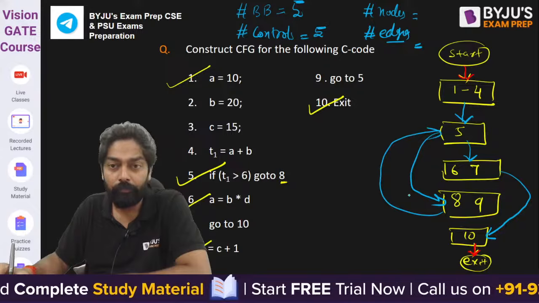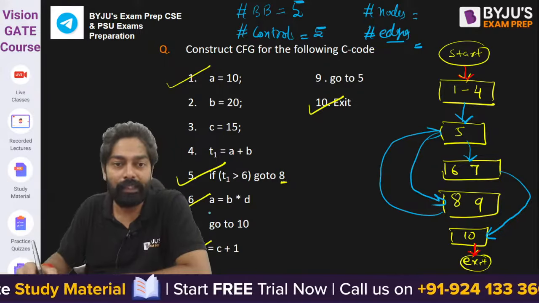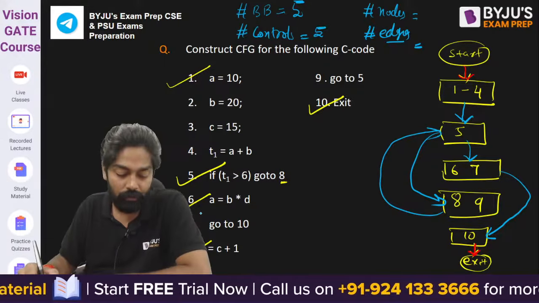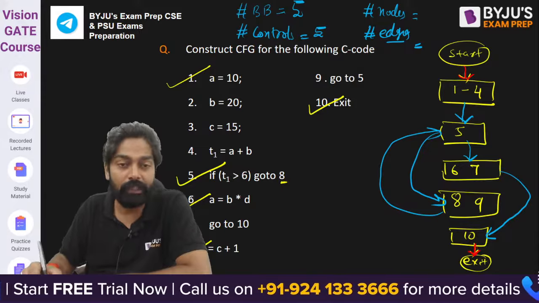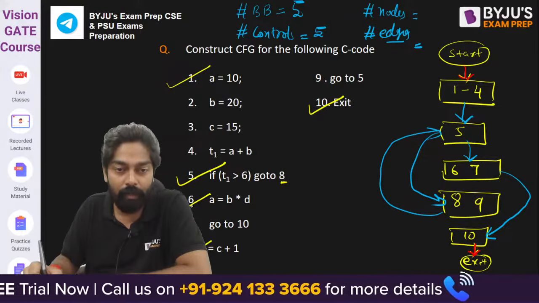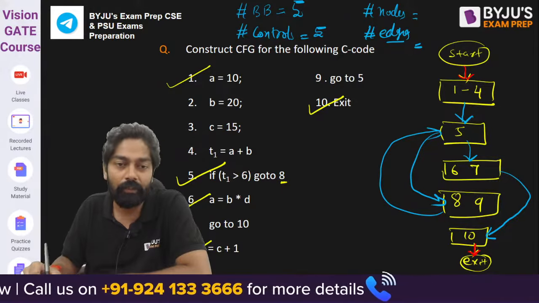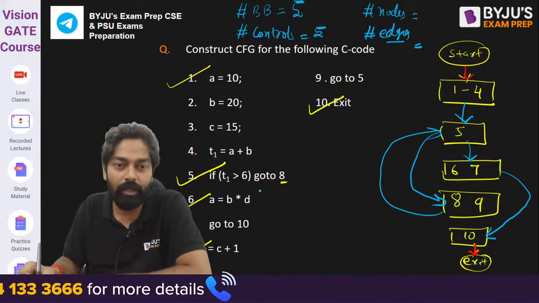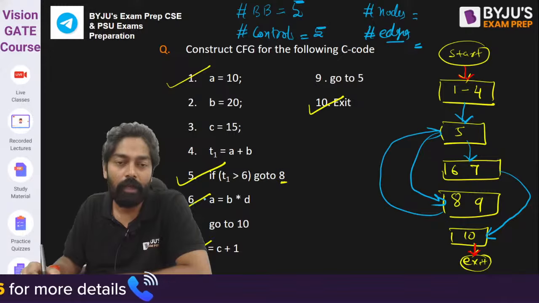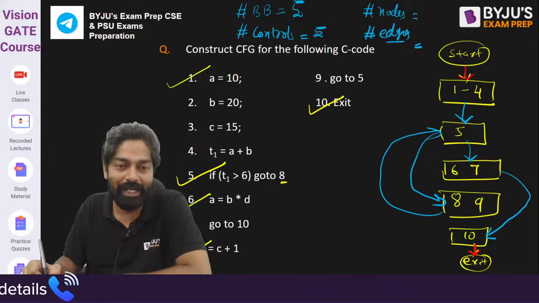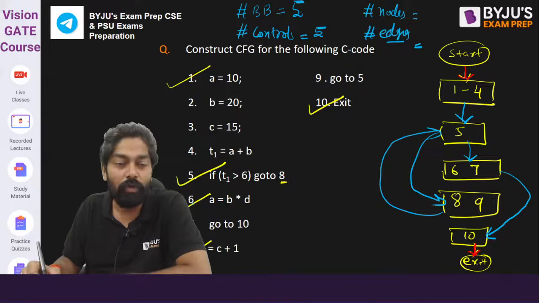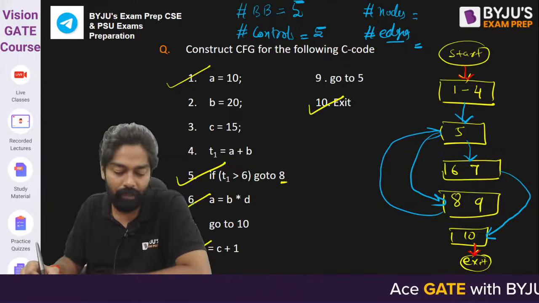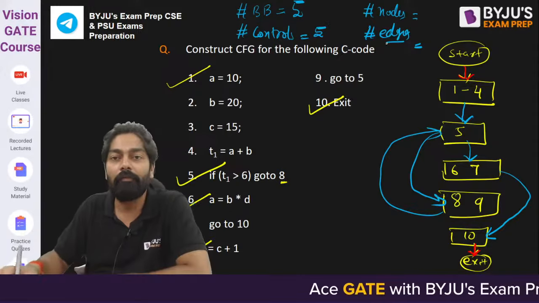Fine. Why are 6 and 7 in the same group? Because a basic block runs from a leader to before the next leader. Are you getting my point? 8 is a leader. So a basic block is nothing but from a leader to before the next leader, so 6 and 7 will be in one group. So 5. Okay. Number of nodes.